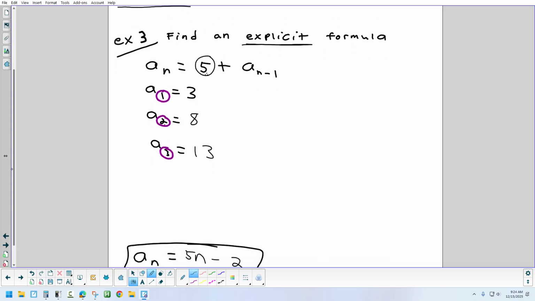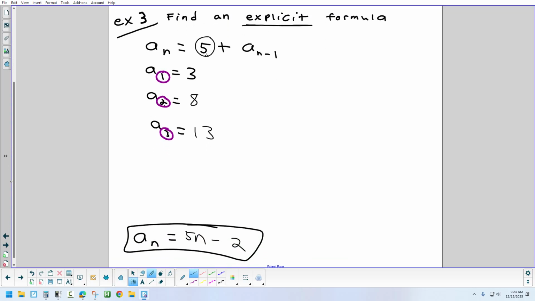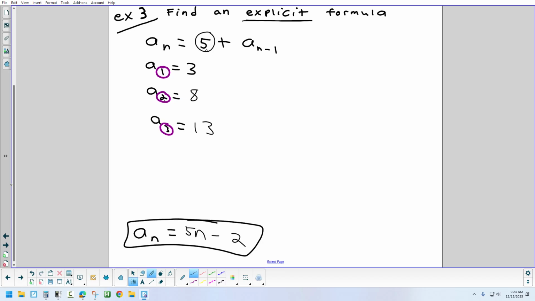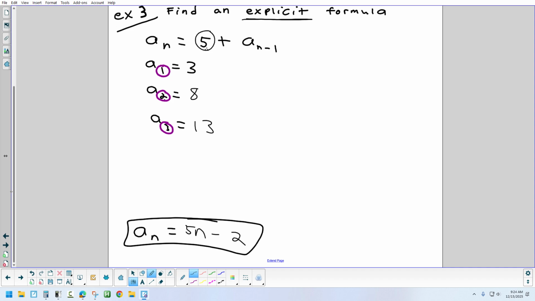So any question on that? And if you weren't sure, like how could you figure out times 5 and minus 2 in a more mechanical way? We'll talk about how to do that. Okay, there is a set of steps you could follow that would give you that formula.